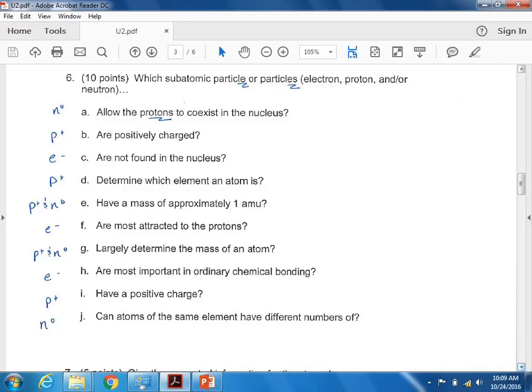G is kind of related to E, so what gives an atom mass against: the protons and the neutrons. We'll be talking more about H in Unit 3. H is the outer subatomic particle, the electrons, and they are important when compounds are formed. So I, positively charged particle, is a proton, and J, if you put neutrons and electrons, I was fine with this, but I'm alluding to isotopes here with J.